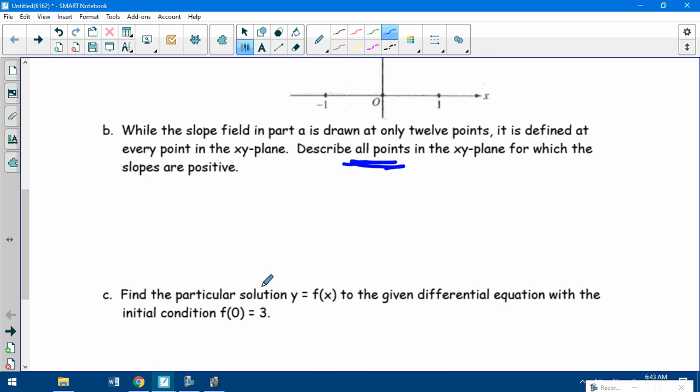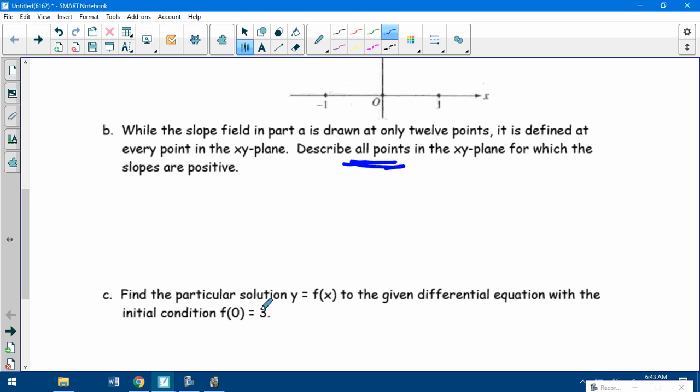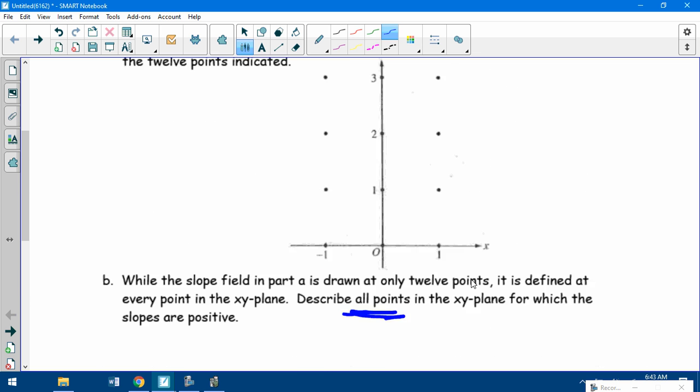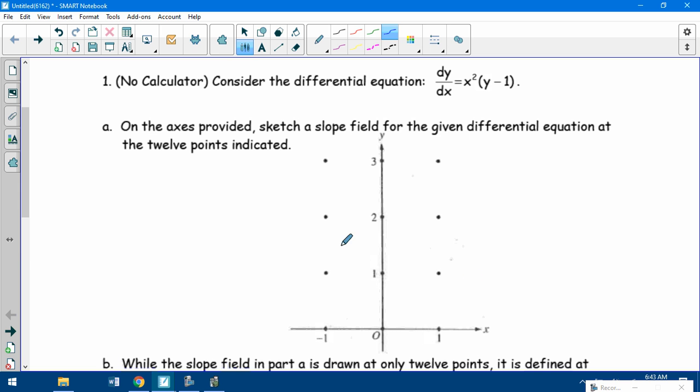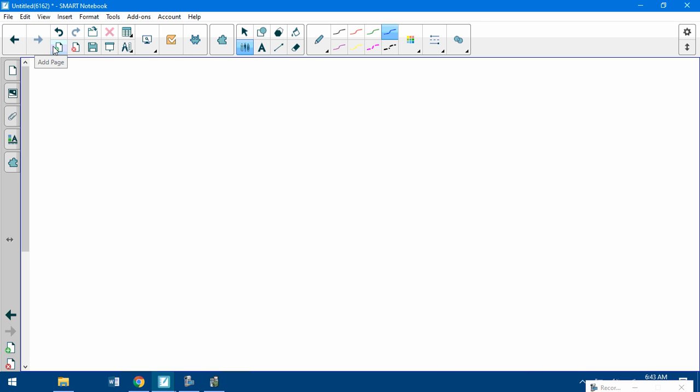Now in C, I ask for a particular solution to this, and I give you an initial condition. It's a separable differential equation. And I don't want to do the exact one on here, but I will do one that's very close to it. Just as an example, because the algebra is a little weird, let's say this was my slope field.